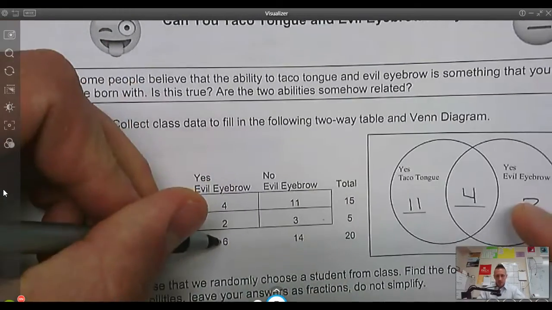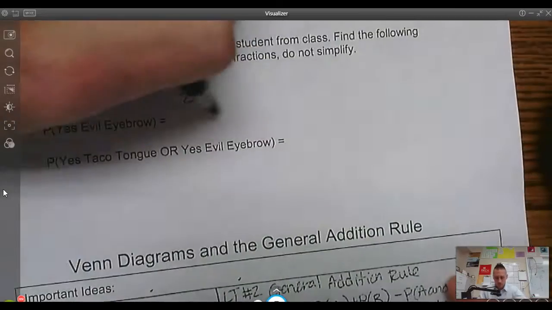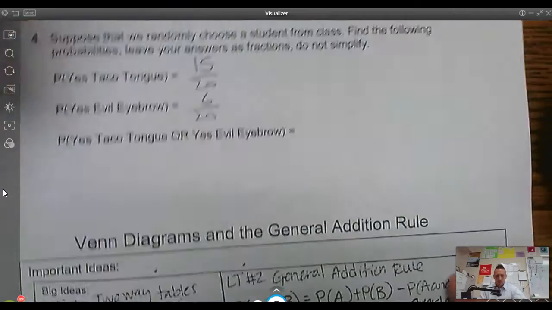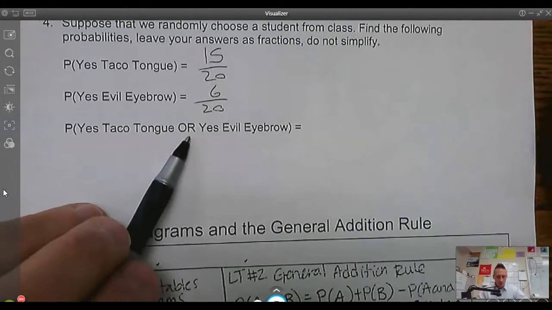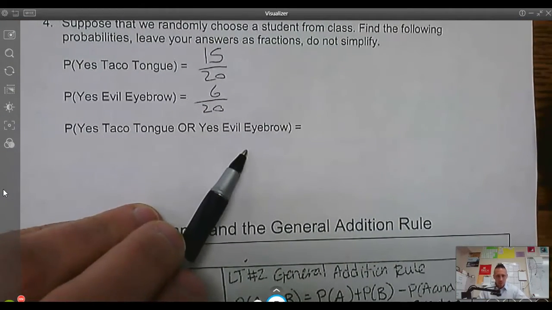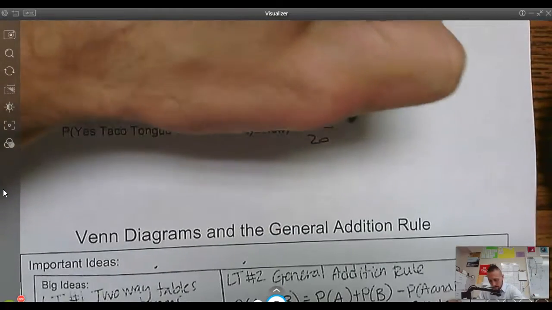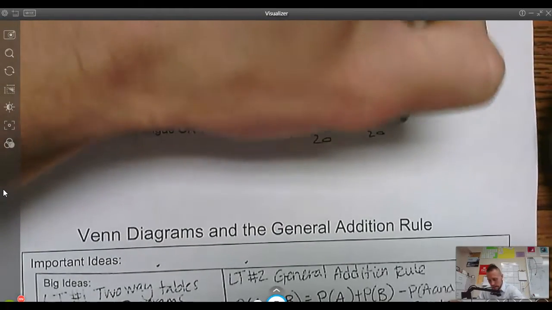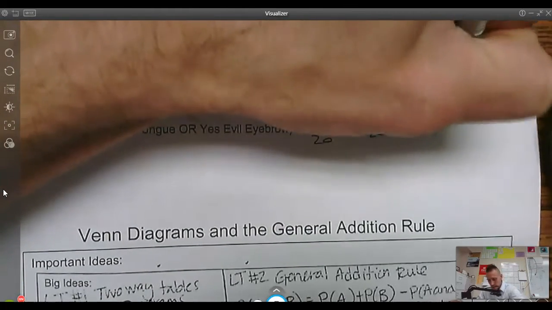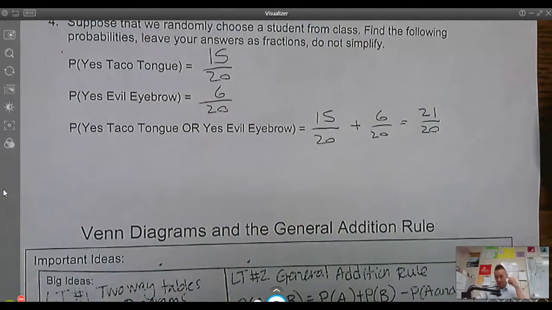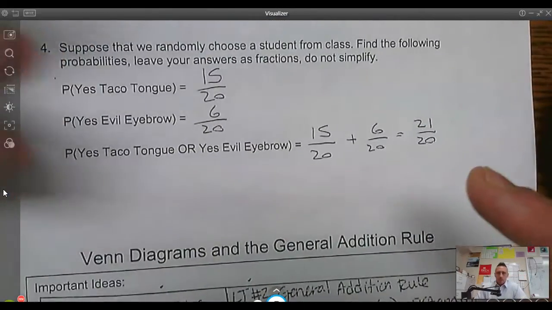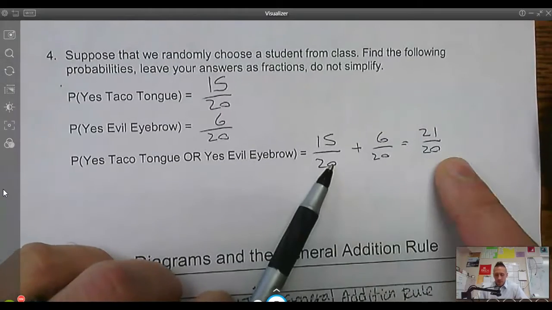Yes, evil eyebrow. 6 divided by 20. Yes, taco tongue or evil eyebrow. Okay, so 15 out of 20 plus 6 out of 20 is 21 out of 20. I'm assuming at least one person in the class did that because that's what we've done. We have mutually exclusive events. We add up their probabilities.